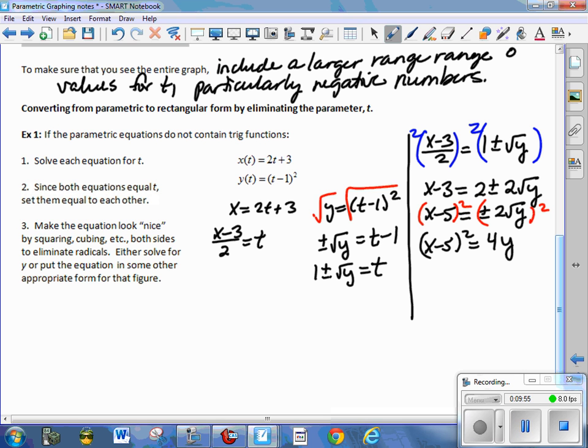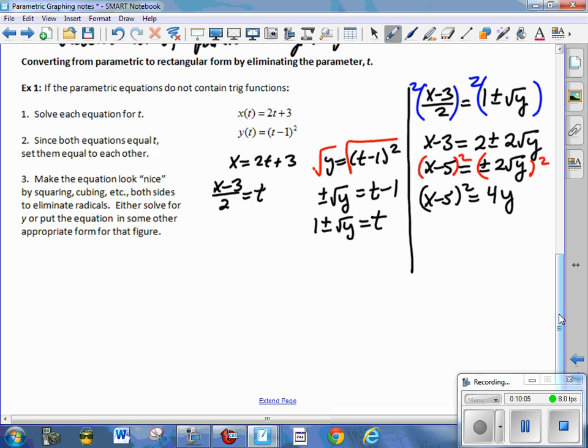This happens to be in the form of a parabola in standard form. (x minus h) squared equals 4p times (y minus k). Remember that? In this case, my vertex is the point (5, 0), and p is equal to, 4p is equal to 4, so p is equal to 1.